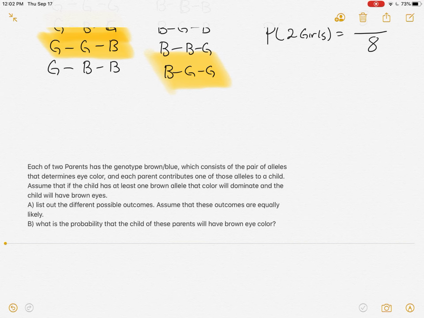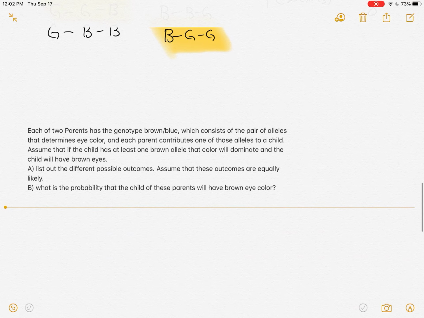So the first part is that 2 parents come in, and they both have brown-blue eye color alleles. And they can give one of those to a child. It says, assume that if the child has at least one brown allele, that the color will dominate and the child will have brown eyes. So if they have any brown whatsoever, they're going to have brown eyes. List out the different possible outcomes.